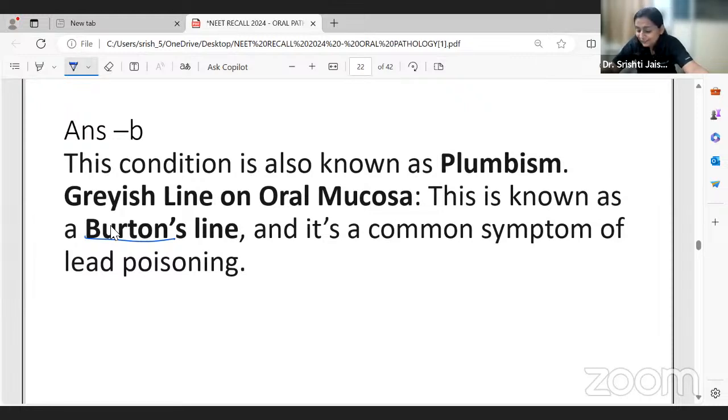Hi Jyoti, good evening. It was enlarged follicle. Yes, the answer was enlarged follicle. But still, when we consider it histopathologically, the diagnosis of 1.5 to 2 mm, it is considered as normal follicle. Okay.